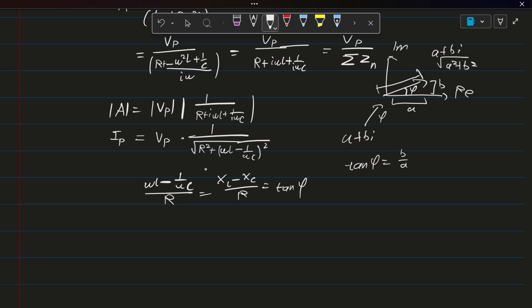You could use this idea as well when you're dealing with an inductor system only or a capacitor system only. And the relation will later give you a lag of pi over 2 or a leading factor of pi over 2.